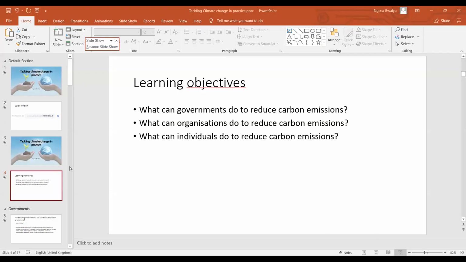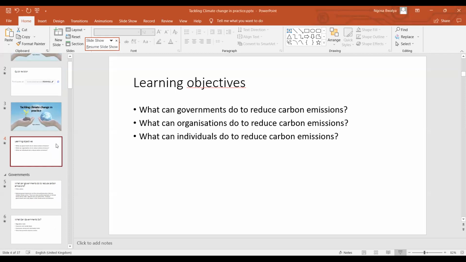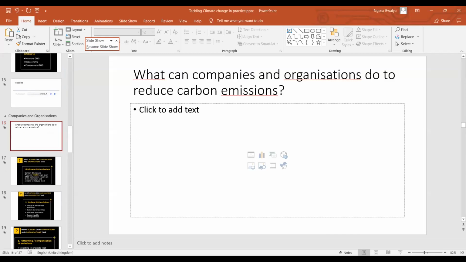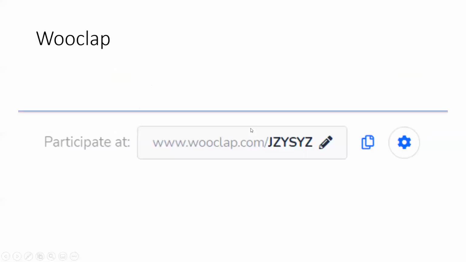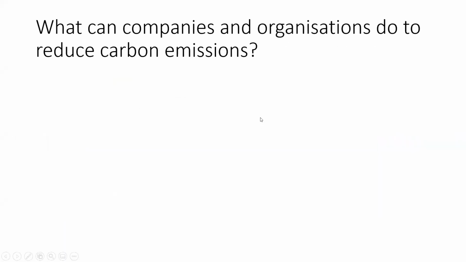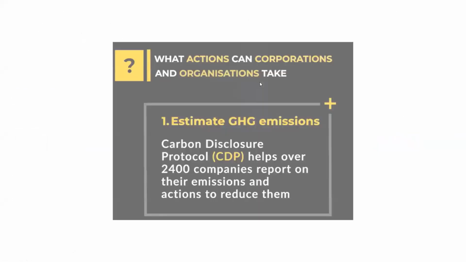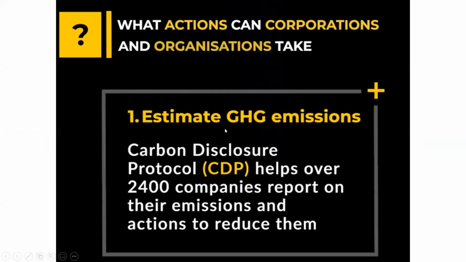Okay, so let me share once again. So we've talked about governments. Now we're going to talk about companies and organizations, right? So what can companies and organizations do to reduce carbon emissions? We have, number one, estimate GHG emissions. Again, if you want to find a solution, you need to know the problem. So you need to first estimate how much greenhouse gas emissions are we making?